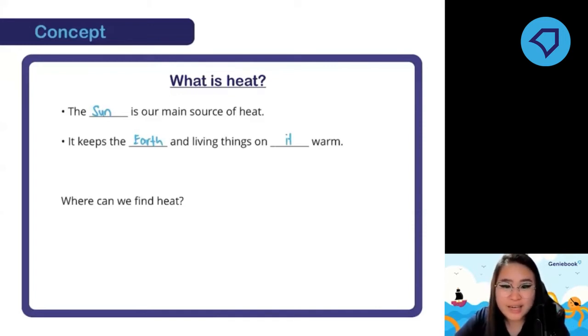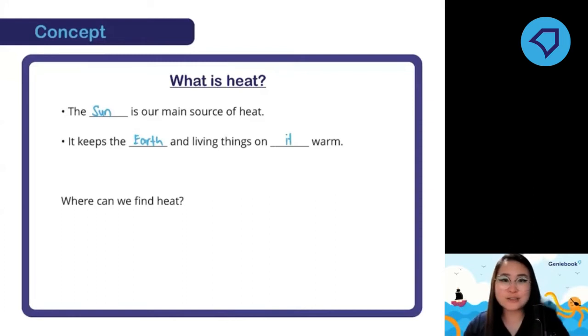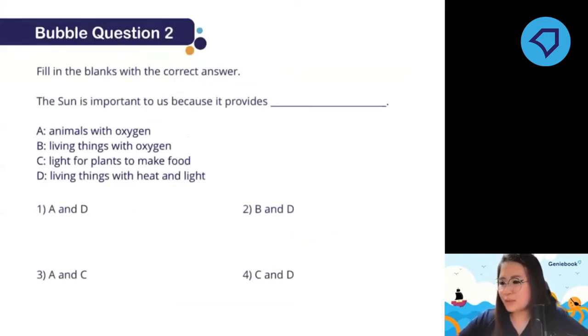Super cool. Okay, but where else can we find heat? Everywhere. The sun is our main source of heat, and then we can find heat in little pockets like artificial and natural sources again. Anyone has any questions about the sun? Is anyone doubting the sun? No? Okay, very good.